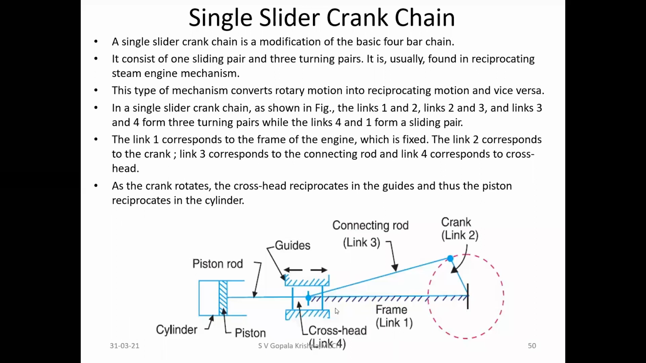And link 4 to link 1: link 4 is our crosshead. This crosshead, link 4 and link 1, forms a sliding pair. So those are the pairs involved in our particular mechanism.